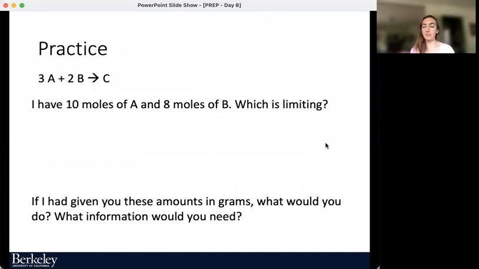So here's another example. So I have 3A plus 2B going to C. If I have 10 moles of A and 8 moles of B, which of those reactants is limiting? And then the other question I want you to think about is, what if I had given you these amounts, this 10 moles of A and 8 moles of B in grams, what would you have needed to do? So I'm going to send you into your groups to chat about this.